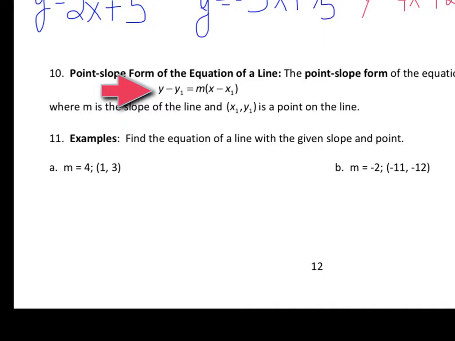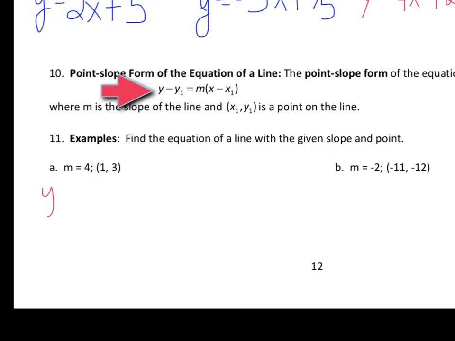If I'm told that the slope is 4 and I might have the point 1,3, notice that 1,3 is not a y-intercept. So I can't do like I did in the previous example where I just say y equals 4x plus 3, because 1,3 is not the y-intercept. This thing I'm pointing to is not the y-intercept. So instead we use the point slope form when we're in that situation.